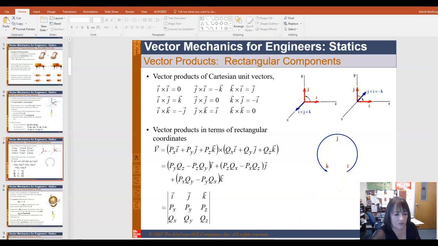But if you do this using a determinant, it will always work out in terms of the sign, because if P and Q are not in a particular plane, like a horizontal plane or a vertical plane, V is going to be perpendicular to it no matter what. So in other words, if the plane of P and Q is at some angle, V is going to be perpendicular to that plane. It's not going to be purely I, J, or K.